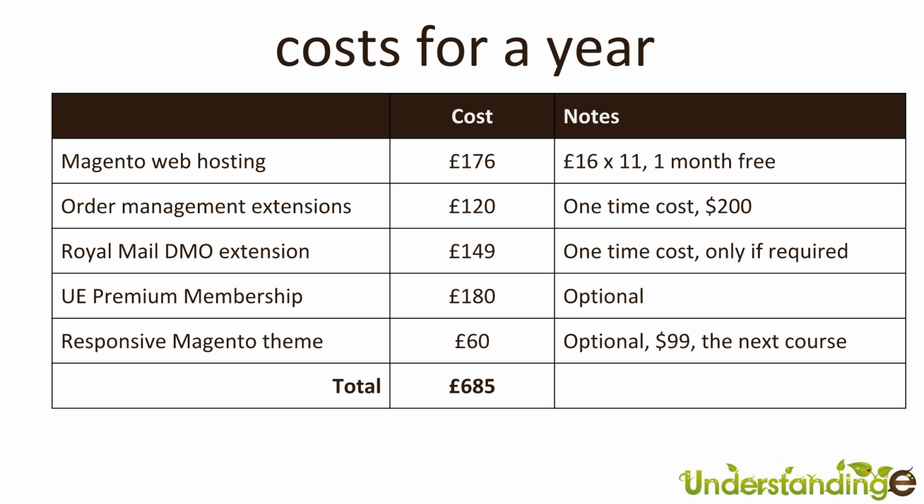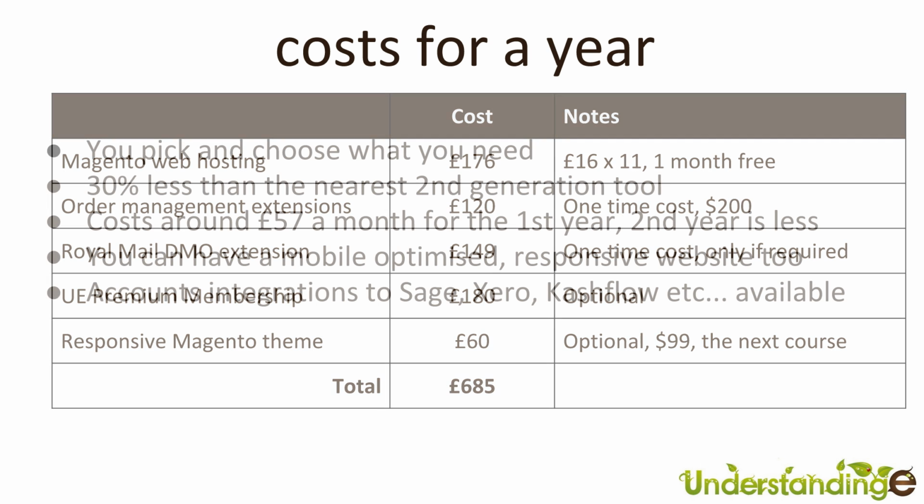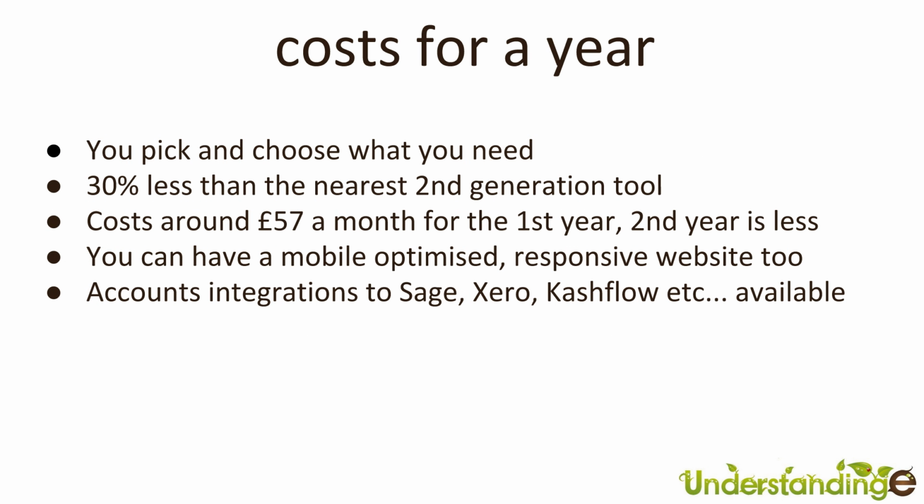Okay, now that comes in. So if you did have everything on that menu, okay, it comes in at £685. Now we know the numbers in the background. Okay, so it's pick and choose. You know, you pick and choose what you want. If you don't want something, you don't need it. Okay. Now these numbers are 30% less minimum, I hasten to add, than the nearest multi-channel software out there on the internet. Okay, which can do what Magento and M2E Pro can do.